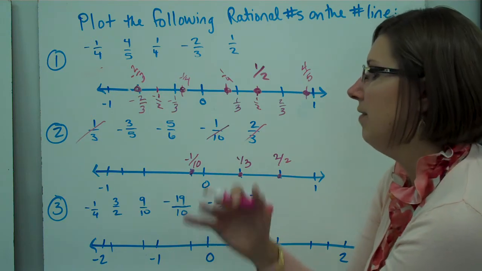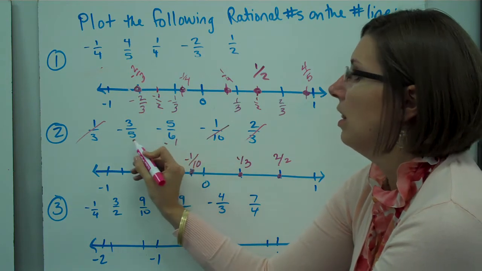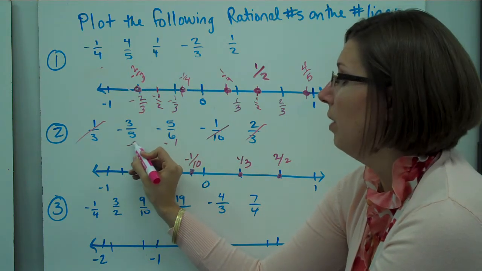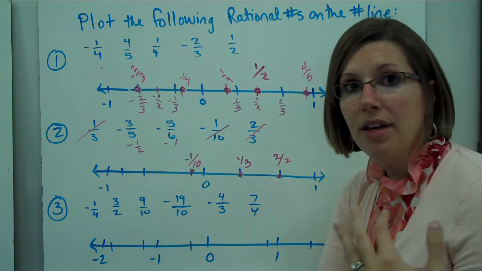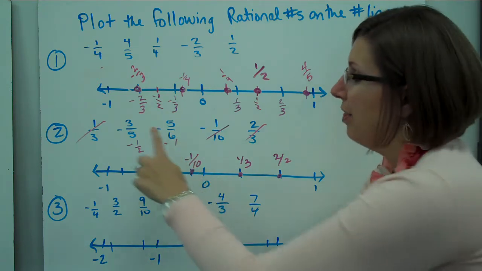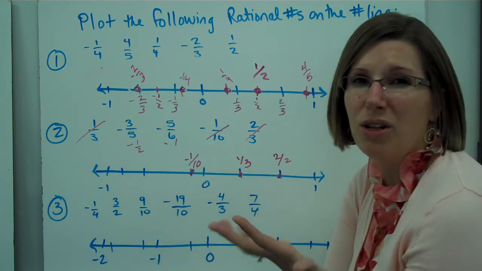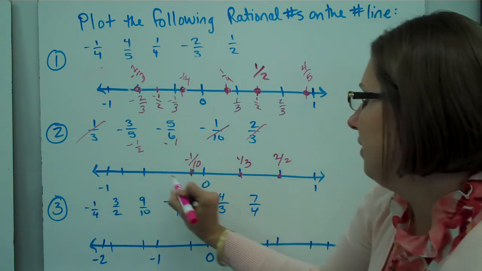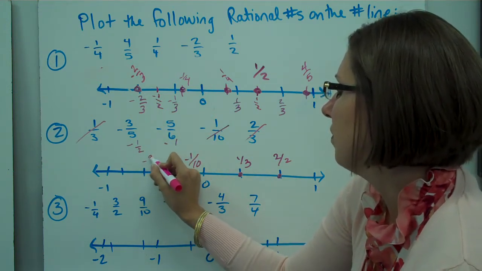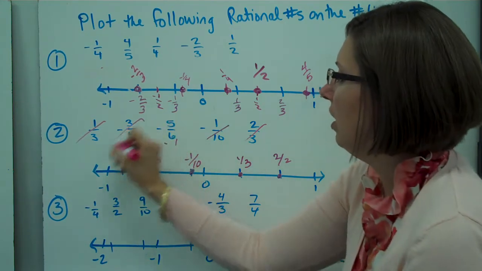-3/5 and -5/6. This is very close to -1. This is very close to -1/2, because half of 5 is 2.5 and 3 is almost 2.5. So 3/5 is kind of close to a half. So I'm going to assume that -3/5 is maybe this one. So that one's taken care of.